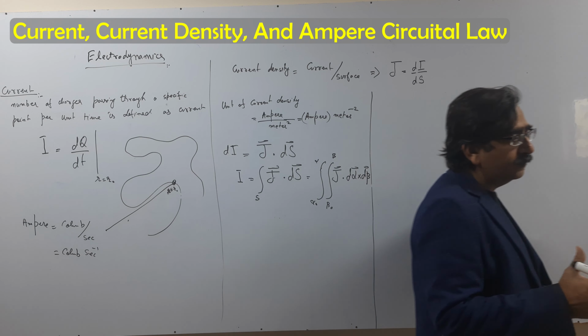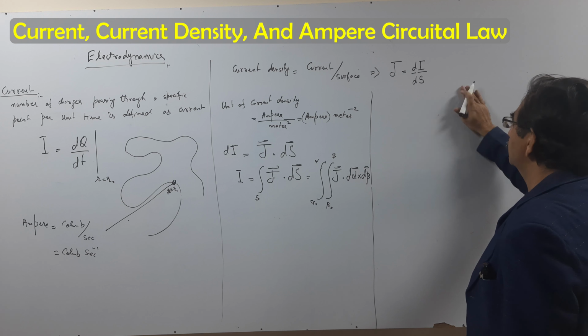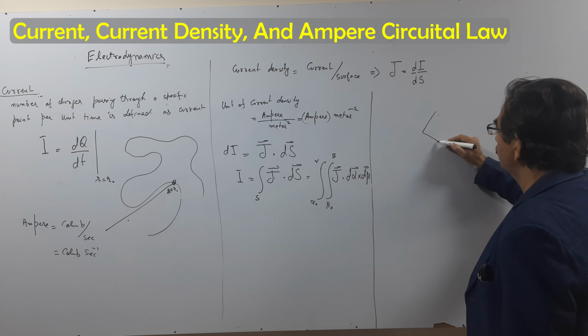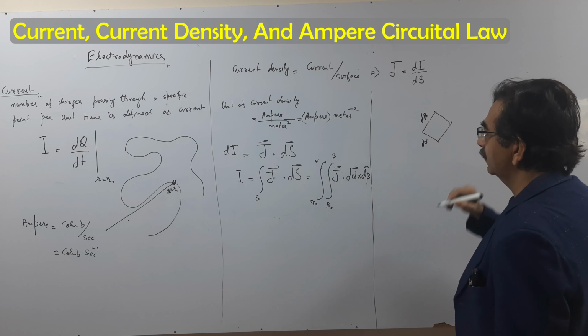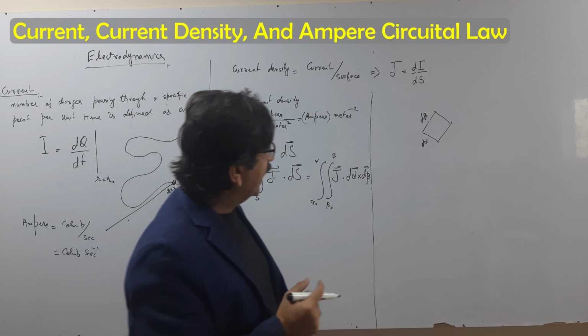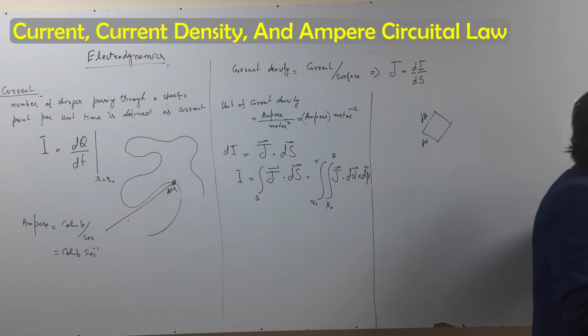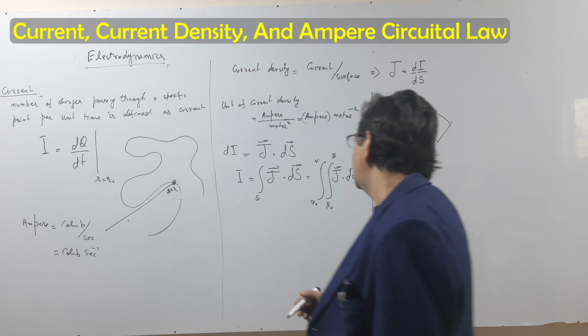Alpha and beta are two lengths of the parallelogram. And the surface is not necessarily a parallelogram. Why do we take a parallelogram? Because we are integrating and we are considering the infinitesimally small, so every curved path will behave like a parallelogram.